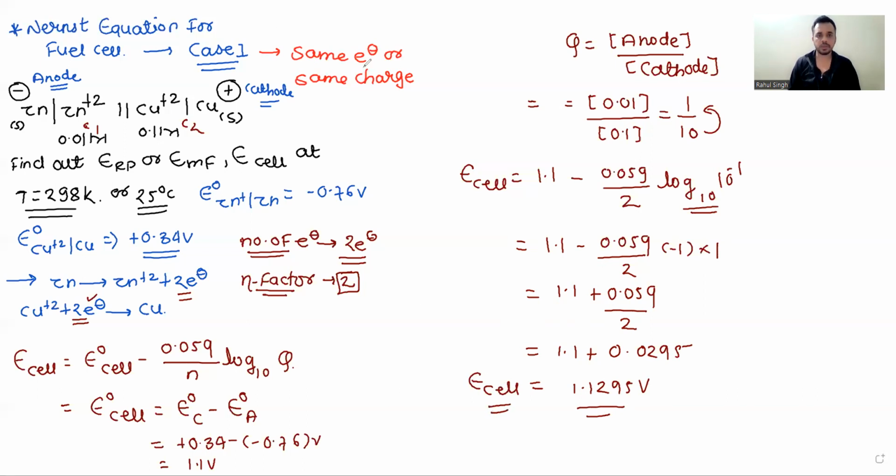So case one was all about the same electron or the same charge. This is the simplified thing that we can do here. So this is case one, it is done. Now let's move towards case 2. Let's talk about case 2. Case 2 is very much simplified.